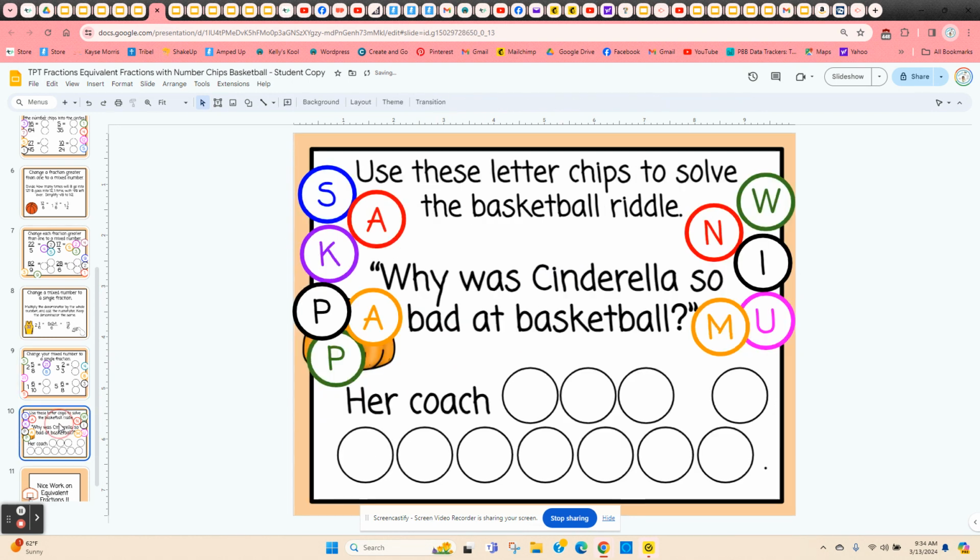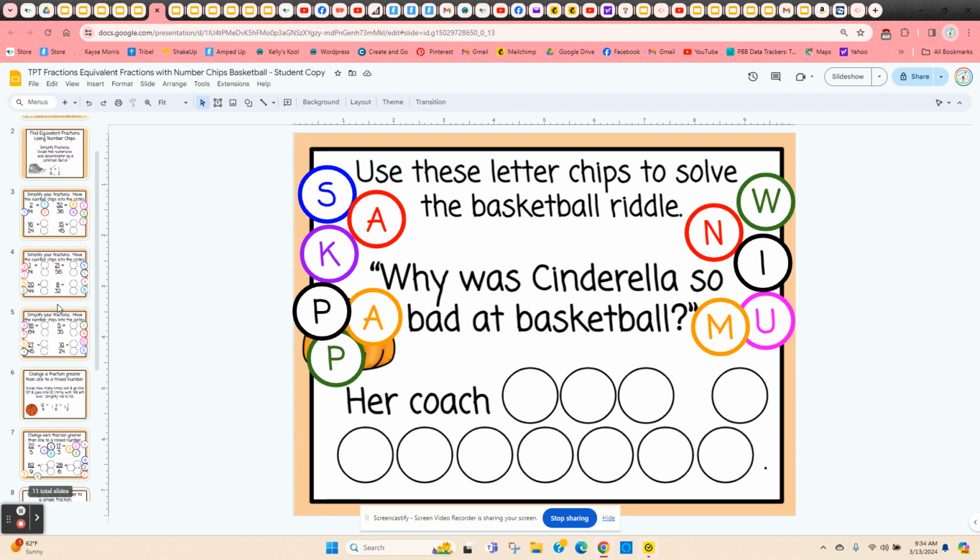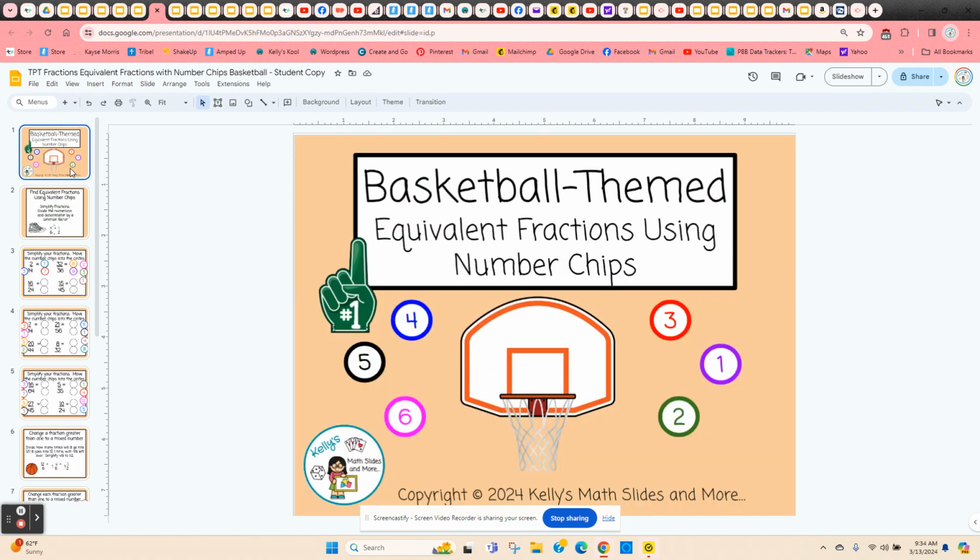And then the very last slide is just fun for the students. Once they've finished all the other slides, they're going to solve a basketball riddle using letter chips. So why was Cinderella so bad at basketball? Her coach was... and they have to figure out the rest. So that is a digital lesson, equivalent fractions using number chips, basketball themed.